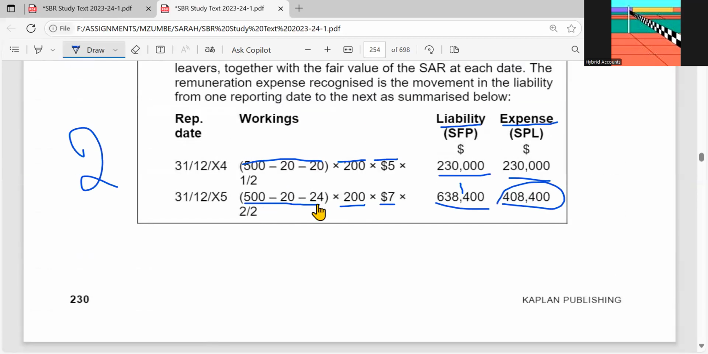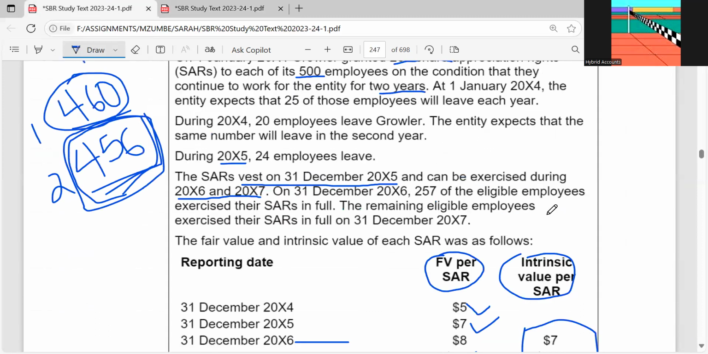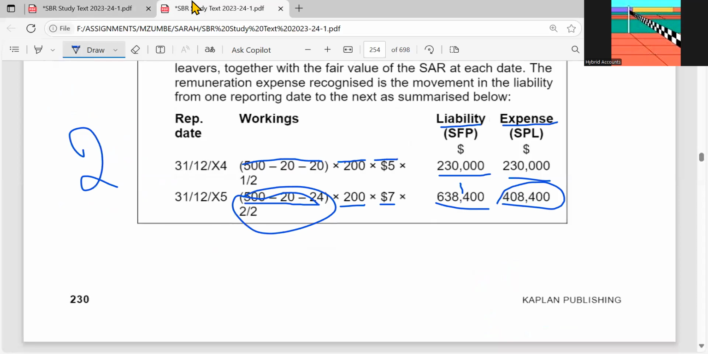500 minus 20 minus 24, it's 456. You see, we had 456, but we are specifically told that only 257 exercised their rights. So there are those who exercised their rights and those who did not exercise their rights, right? So we had 456, but 257 exercised. So if you remove the ones who exercised, what are we going to remain with?